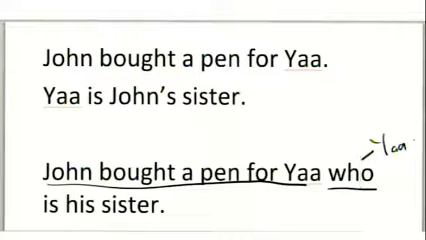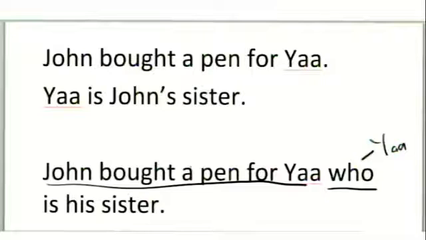What is the main clause? We said the main clause always makes a complete thought. It conveys a complete thought. So we have John bought a pen for Ya. We all understand that. And then, who is his sister? This is not a question. So the meaning is incomplete until it is linked to the main clause, which is John bought a pen for Ya.